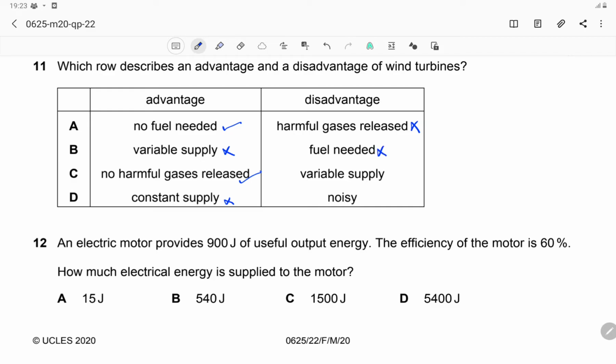And option C, it's a variable supply. Yes, that is correct. It's a variable supply. It is completely dependent on the availability of wind. And it's noisy, that's wrong, because option D, constant supply, is the advantage. So that is itself wrong. So the correct answer is option C.